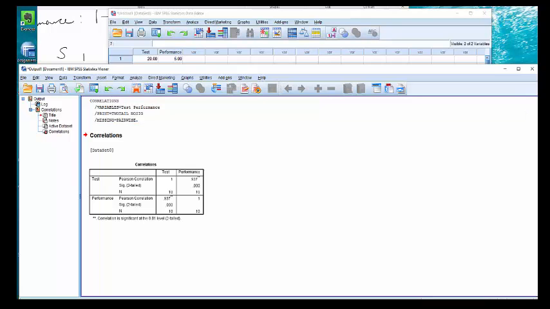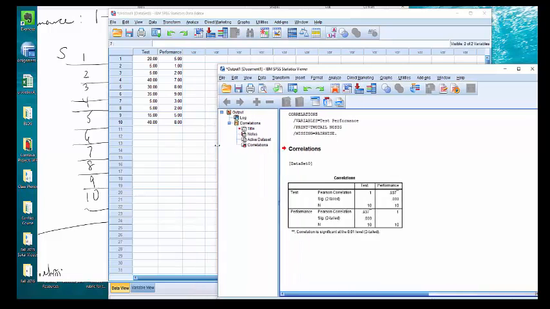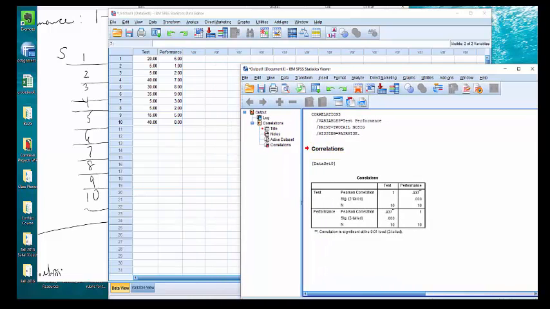And this brings us to our correlation between the two. We can see that the correlation between the two is just as we had computed. It's in this box right here. It's 0.937, and it's significant to the tune of 0.000, which means that's our likely error.